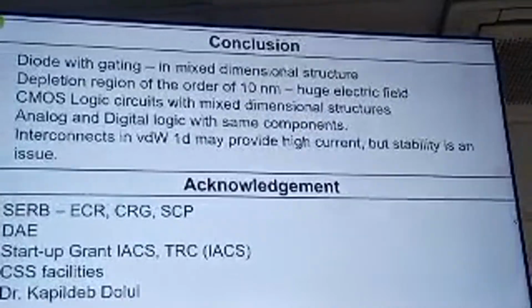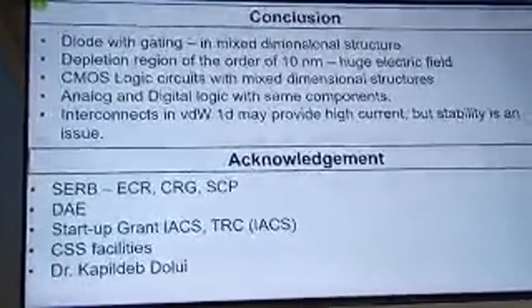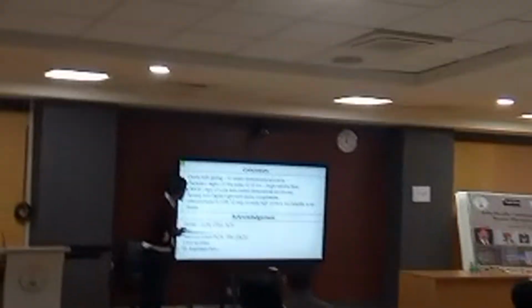Okay, let me conclude this presentation by saying that the 1T2D van der Waals hybrid could be a solution for making a mixed-dimensional diode where you can control the threshold voltage, and the depletion region of the order of 10 nanometer with a huge electric field can be used for different applications. That is what we have found in our tellurium and MoS2 systems.